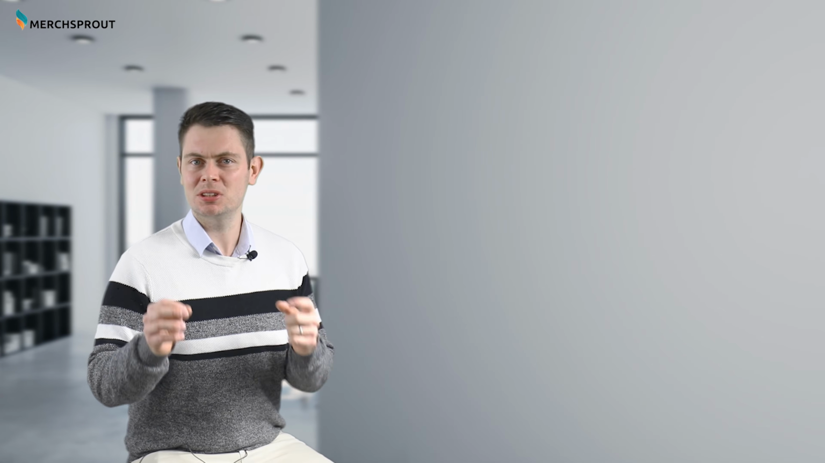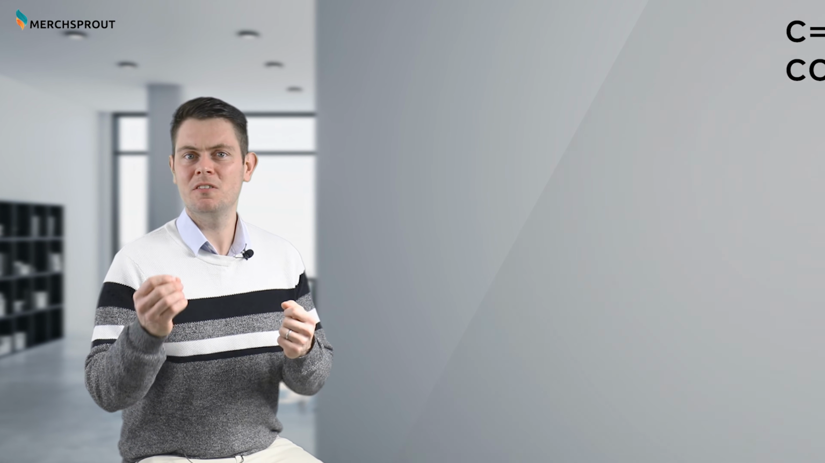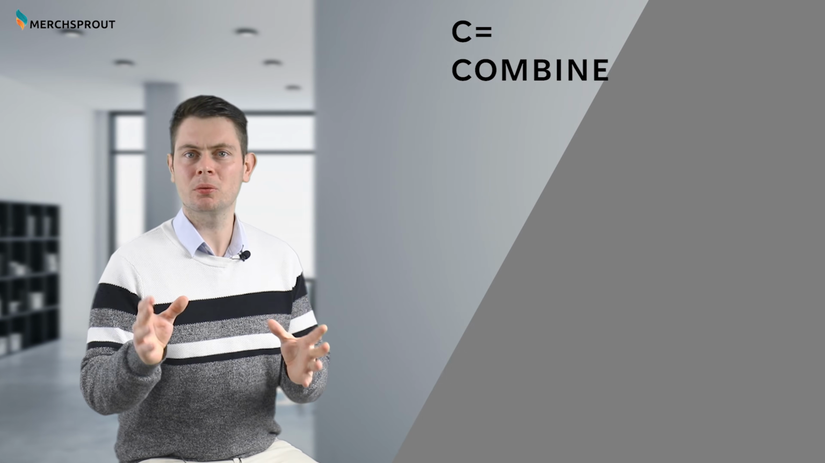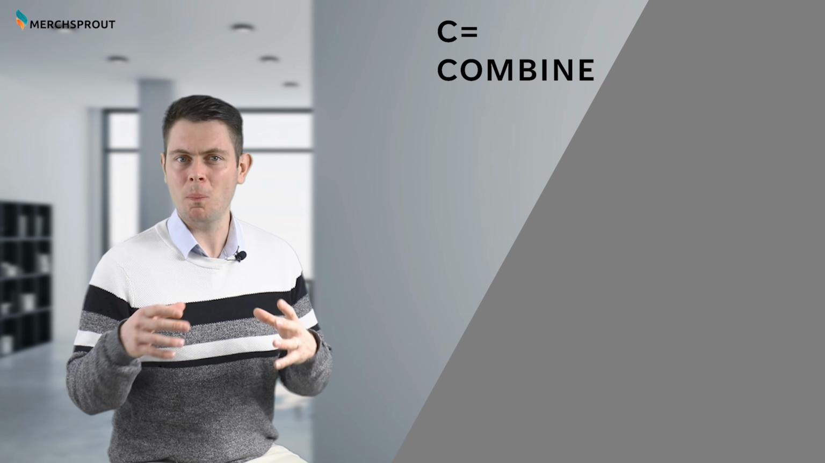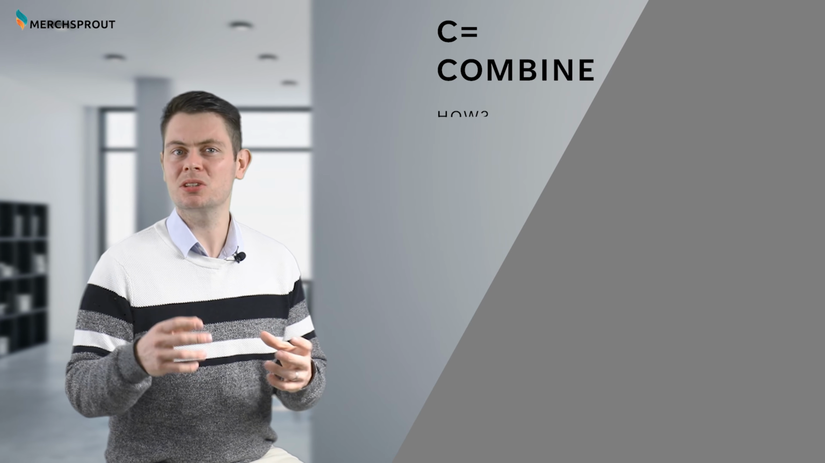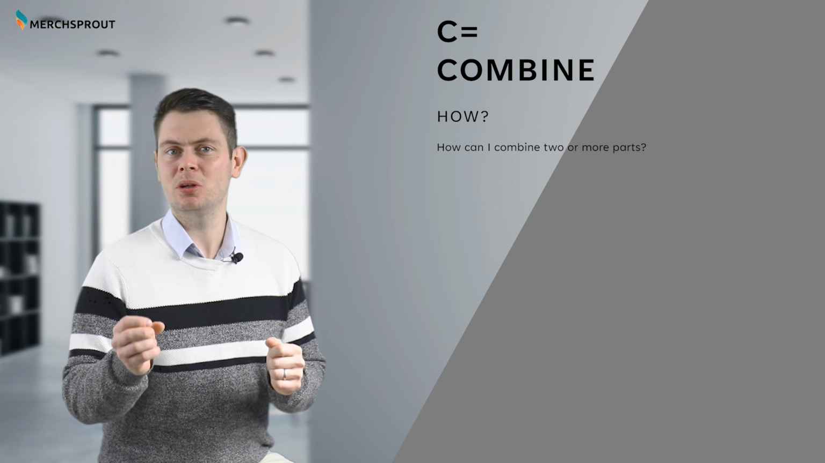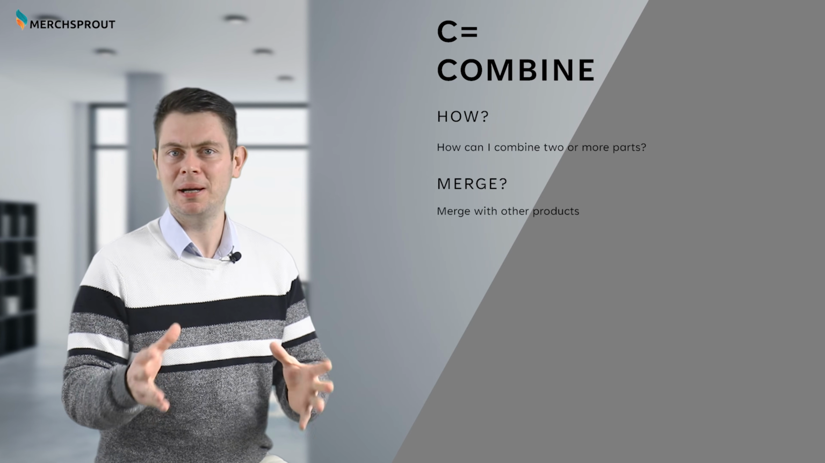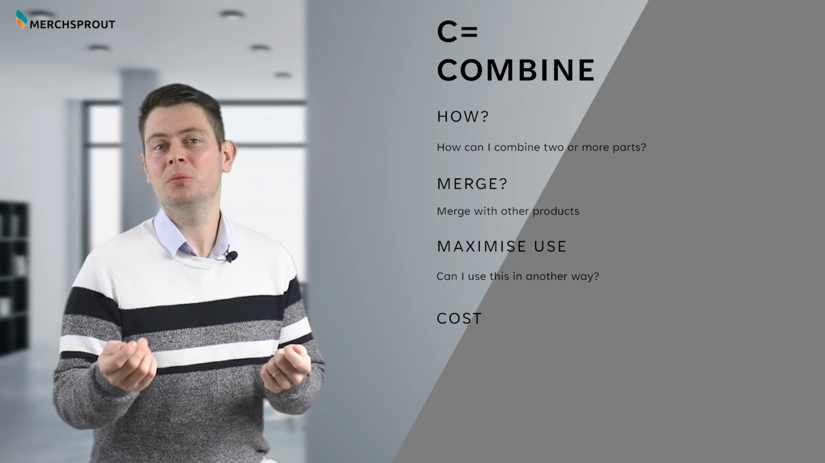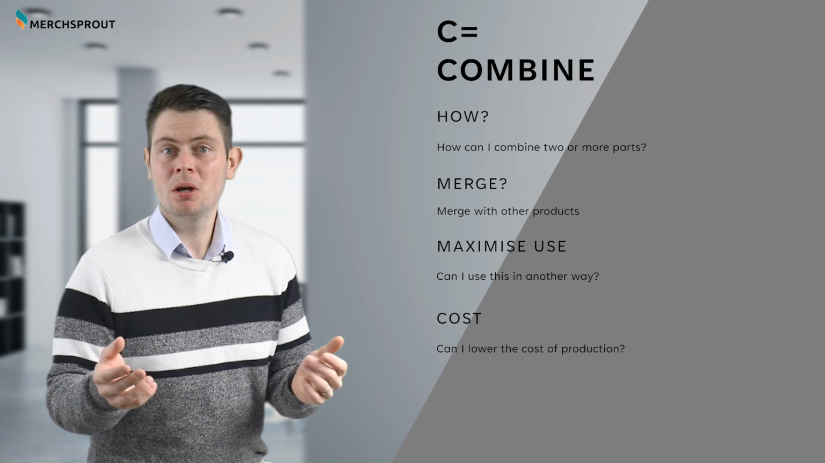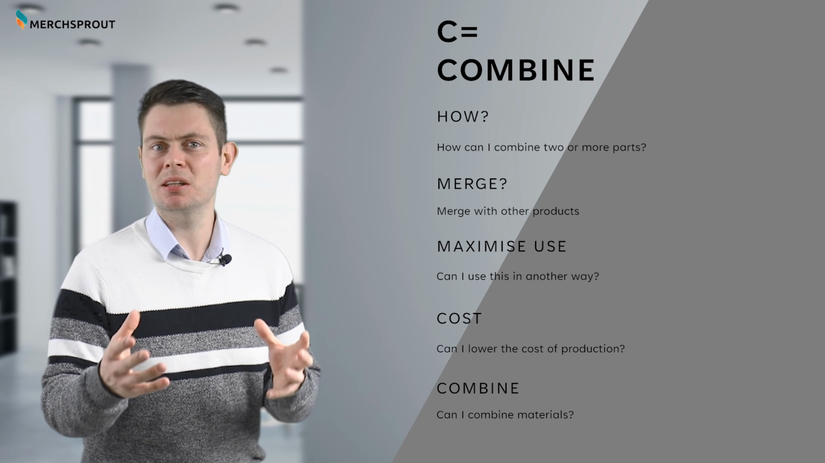Some of the guiding questions in this aspect are, what ideas, materials, features, processes, people, products or components can I combine together? Can I combine or merge this with other objects or products? What can I combine to maximize the number of uses? And what can I combine to lower the cost of production? Which materials could I combine? What are the best elements that I can bring together to achieve a particular result?